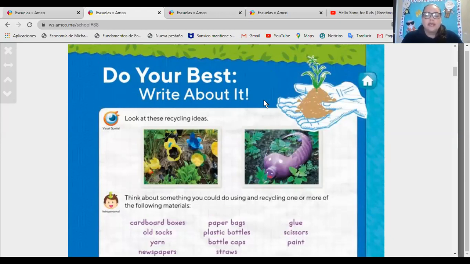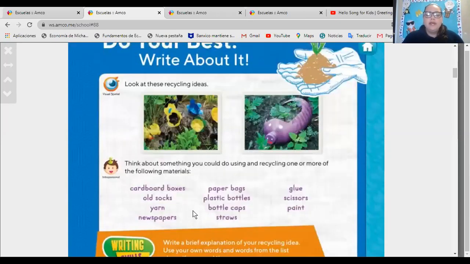Look at these recycling ideas. As you can see, they use plastic bottles to put some seeds inside and then grow some plants. Think about something you could do using and recycling one or more of the following materials.